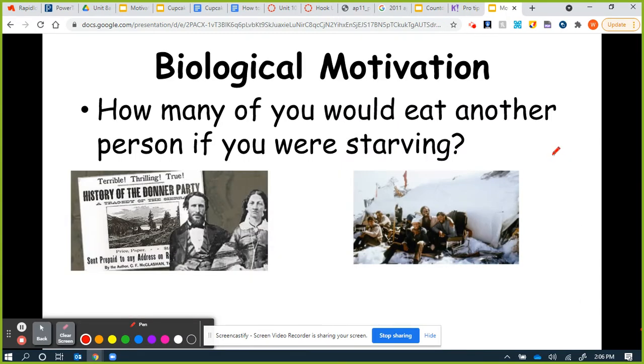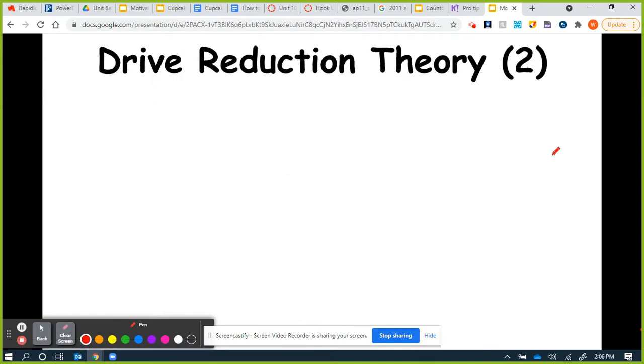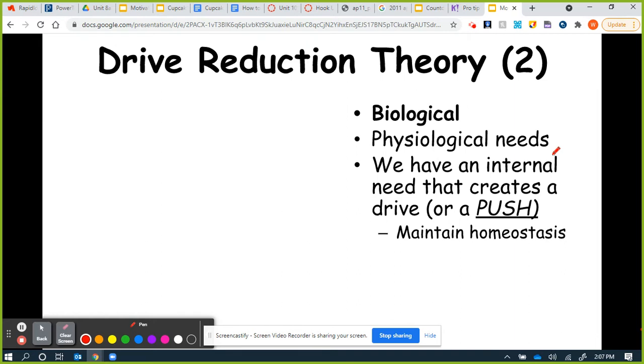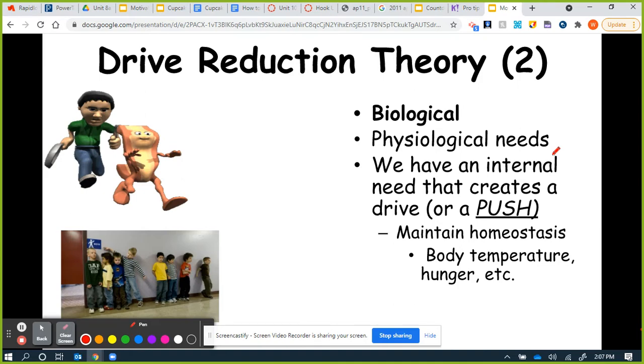Okay, all right, so biological motivation. All right, what are biological factors that motivate many of our behaviors? All right, the theory that helps explain this is what is called drive reduction. Okay, drive reduction says that when we are not homeostatic, meaning when we are out of balance, that creates a drive within us to try to become homeostatic. So basically, drive reduction explains why we are motivated to fulfill biological needs.